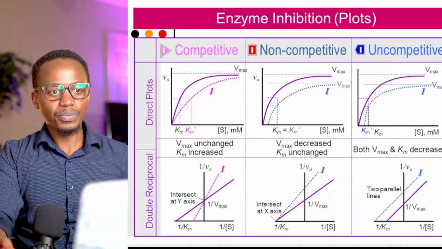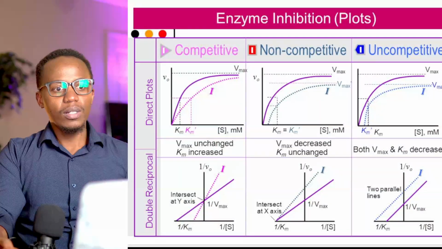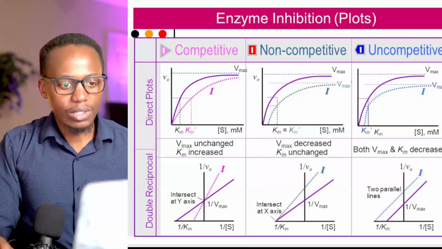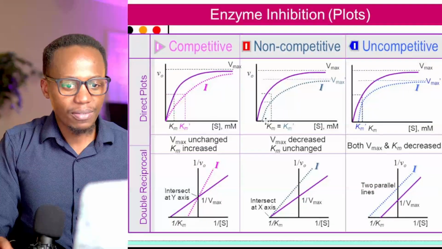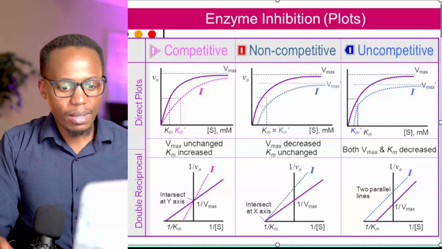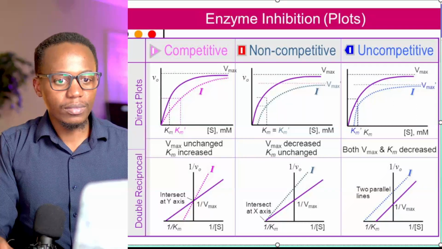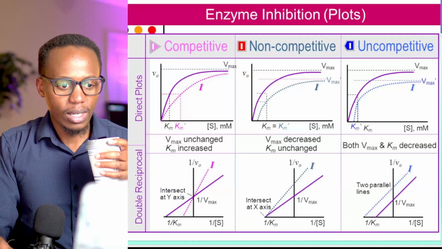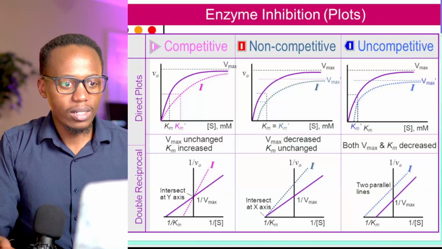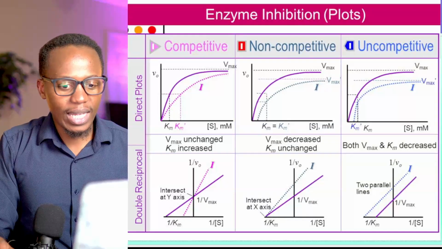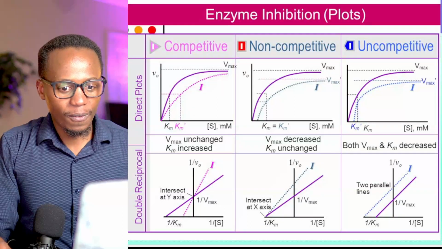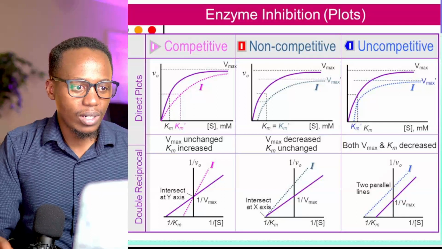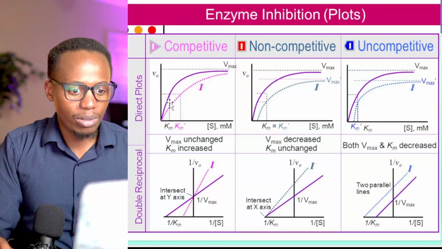Look at this. You see, the top is the Michaelis-Menten graph. Let me move this here. And the bottom is the Lineweaver-Burk plot. And look at how, right? The solid line is the uninhibited one, right? So look at how, okay, you start with a nice plot.